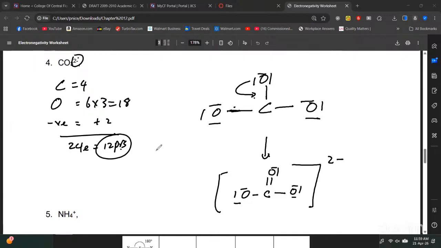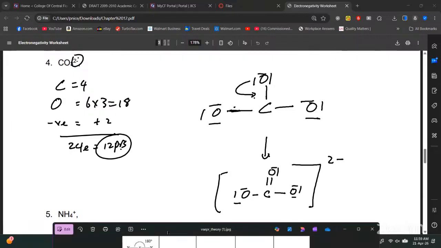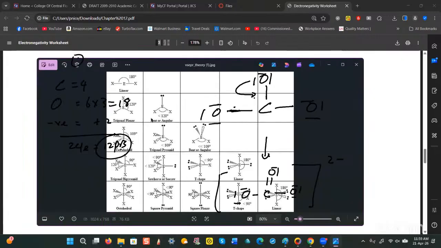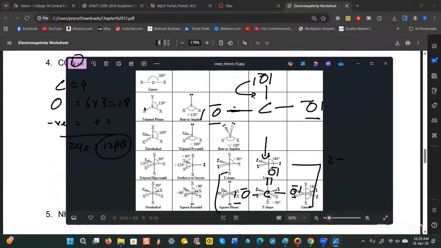Next step is to determine the what? Geometry, okay. So to determine the geometry, we look at the arrangement here. Here, we have a central atom bonded to 3 other atoms. So let's see which one of these structures would fit that arrangement. Central atom bonded to 3 other atoms. Which one of these would fit that arrangement? This one right here.